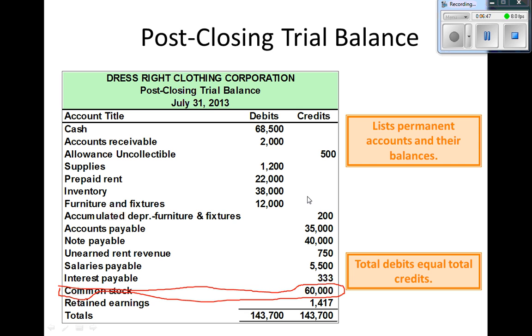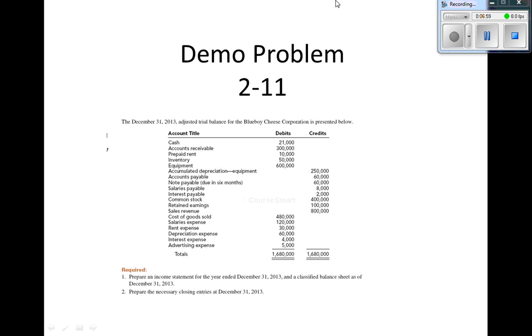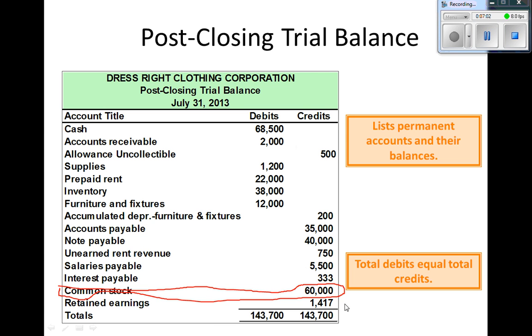The final document we'll prepare is the post-closing trial balance. It lists all the permanent accounts, every account on the statement other than retained earnings. We will be using the amount that was on the unadjusted trial balance, but on this statement now we will update retained earnings to its new balance of 1417, and all of our temporary accounts have been removed from the post-closing trial balance.